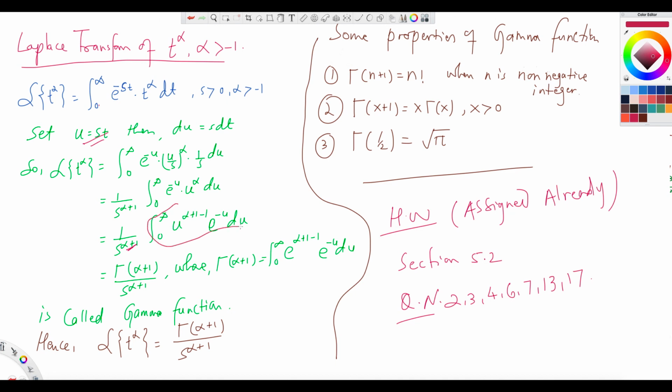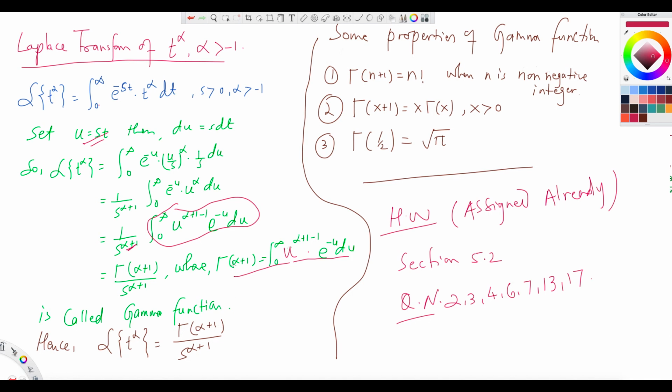This integral is basically gamma of alpha plus 1, where gamma of alpha plus 1 is given as the integral from 0 to infinity of u to the alpha plus 1 minus 1 times e to the negative u du, and this is called the gamma function. Hence the Laplace transform of t to the alpha, for any alpha greater than negative 1, is gamma of alpha plus 1 over s to the alpha plus 1.